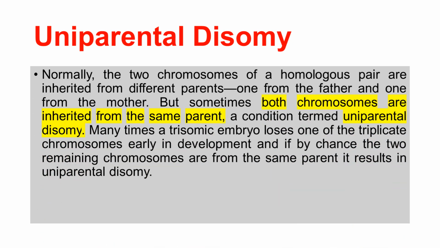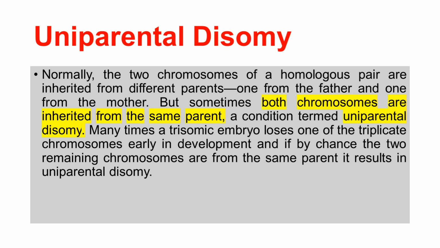Uniparental disomy. Normally, the two chromosomes of a homologous pair are inherited from different parents, one from the father and one from the mother. But sometimes both chromosomes are inherited from the same parent, a condition termed uniparental disomy. Many times a trisomic embryo loses one of the triplicate chromosomes early in development, and if by chance the two remaining chromosomes are from the same parent, it results in uniparental disomy.